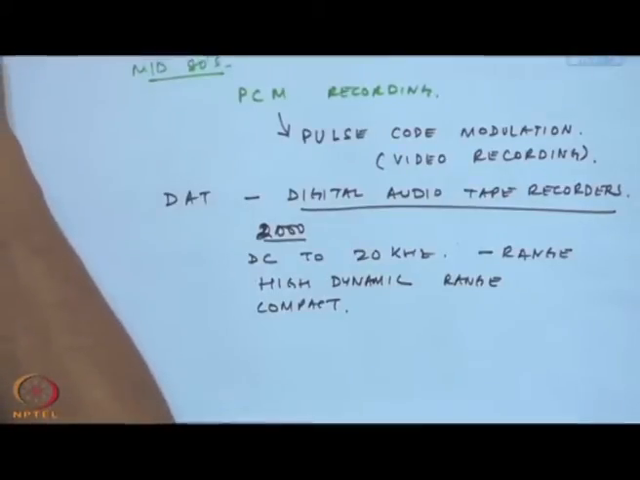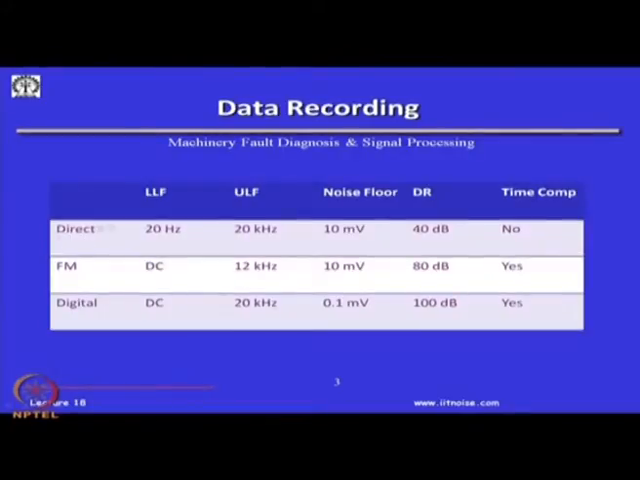If you see here, I have just made a comparison in this slide on the data recording methods by the direct recording, the frequency modulated recording, the digital recording. The lower frequency limit in direct recording is about 20 hertz, upper limit is 20 kilohertz. Noise floor is 10 millivolts, that means you cannot record any signal less than 10 millivolts. Dynamic range is very poor, 40 decibels, and time compensation is not available.